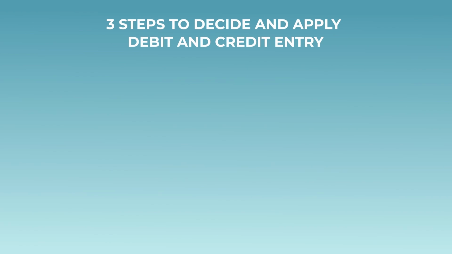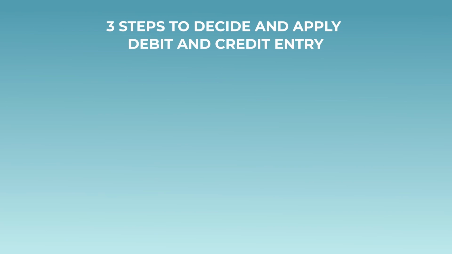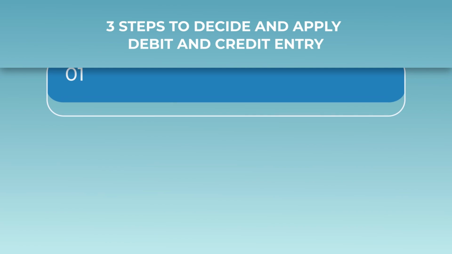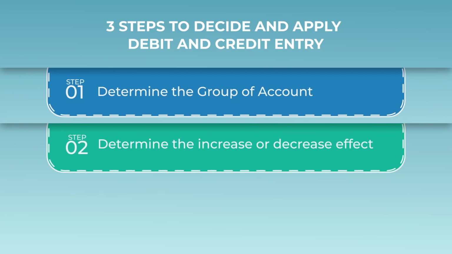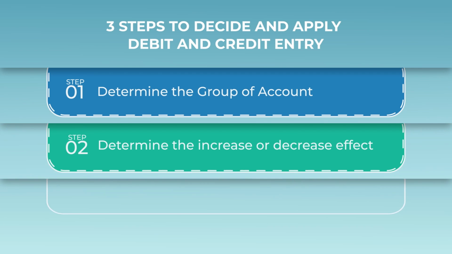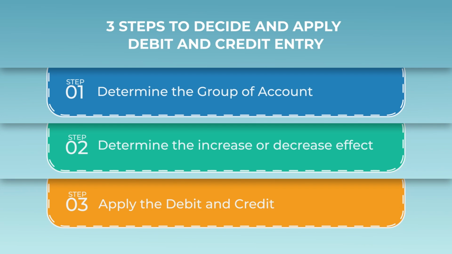There are 3 steps to decide and apply debit and credit entry. The first one is determine the group of accounts. Second, determine the increase or decrease effect. Then the third one is apply the debit and credit.